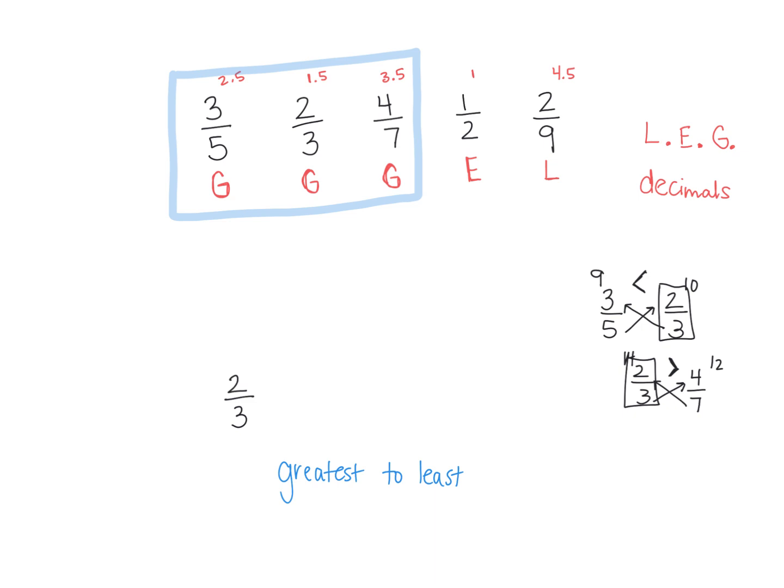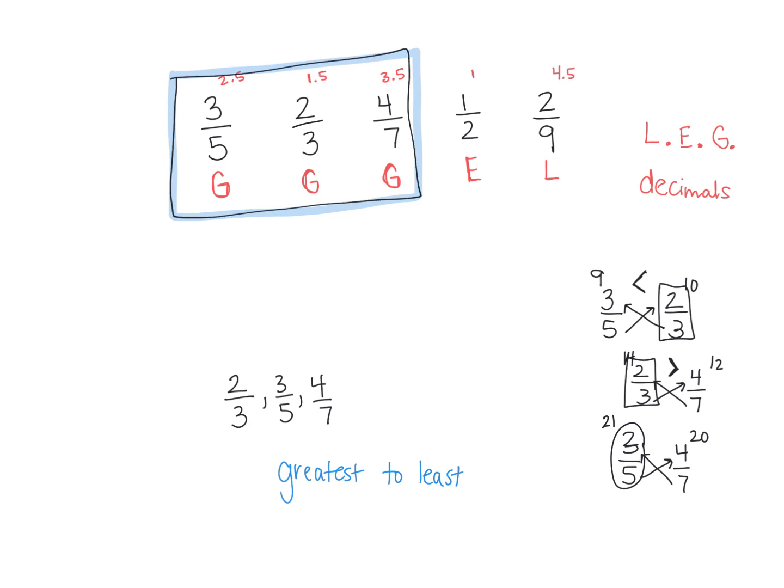Now, I don't know about 3/5 and 4/7 and which one's larger, so I'm going to have to do a third cross multiplication, and I'm going to compare 3/5 to 4/7. When I cross multiply, 3 times 7 is 21, and 5 times 4 is 20. 21 is slightly larger, so 3/5 will be my next fraction, and finally 4/7. I've taken care of these three fractions, so they're my greatest.